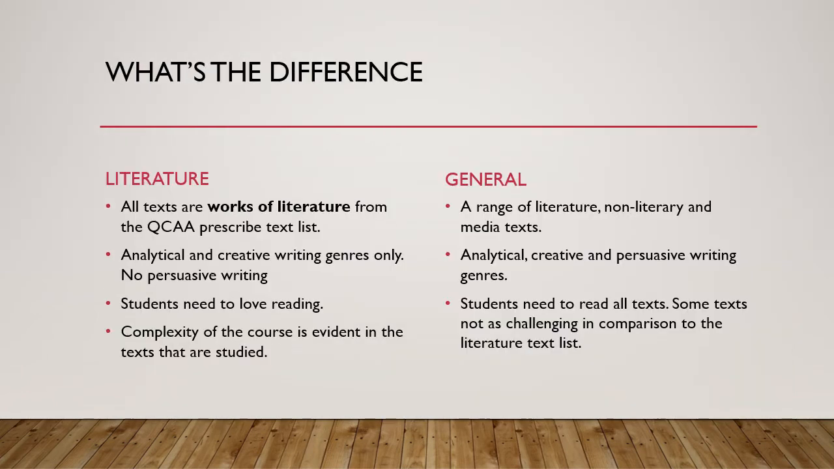In summary, the differences between the two courses of literature and general are as follows. In literature, all texts are works of literature from the Literature QCAA prescribed text list. There are analytical and creative writing genres only, no persuasive writing. Students need to love reading. There is a complexity of the course evident in the texts that are studied and the concepts. For general, there is a range of literature, non-literary and media texts studied across the 4 units. Analytical, creative and persuasive writing genres are studied and developed. And students need to read all texts. Some texts may not be as challenging in comparison to the literature text list.